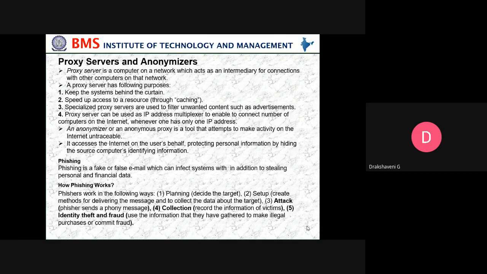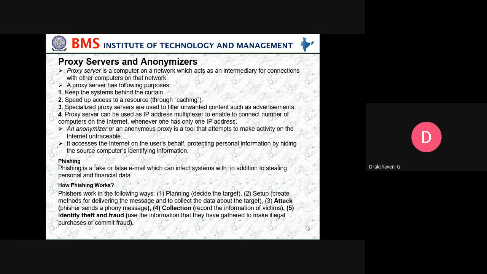It is a temporary server. When we send any information, to make it faster, they use intermediate connections with the computer network to send the data packets fast. A proxy server has the following purposes: keep the system behind the curtain, speed up access to resources through caching. Specialized proxy servers are used to filter unwanted content such as advertisements. A proxy server can be used as an IP address multiplexer to enable connecting a number of computers to the internet when one has only one IP address.